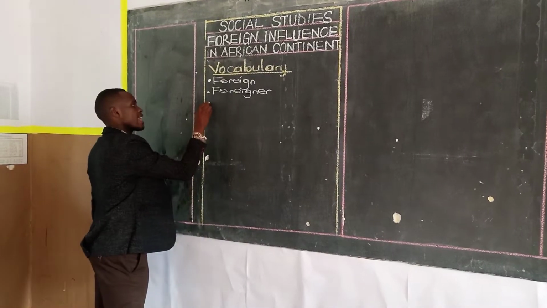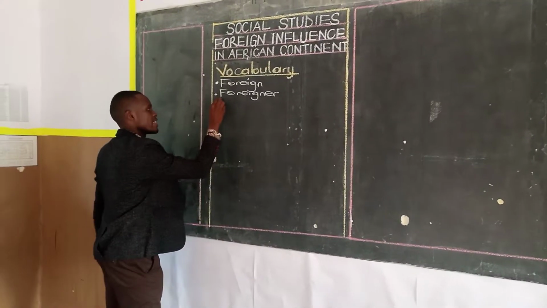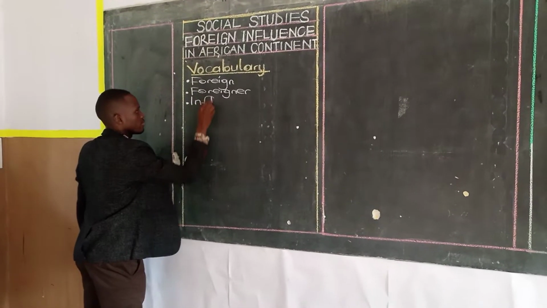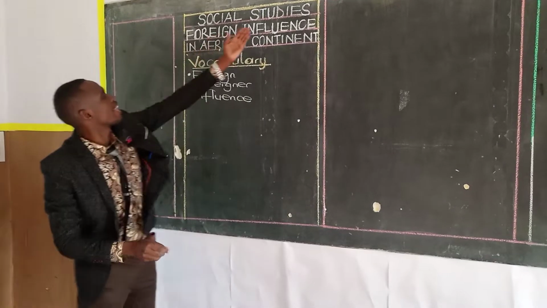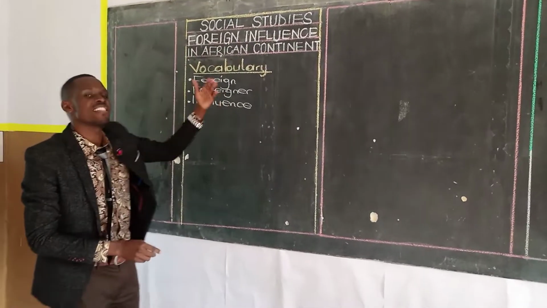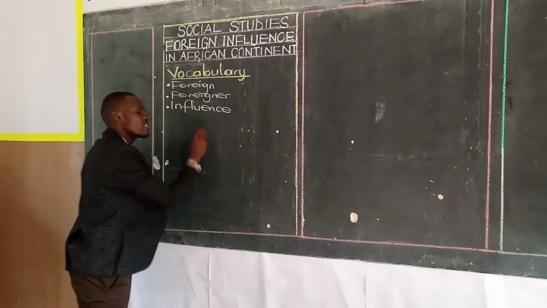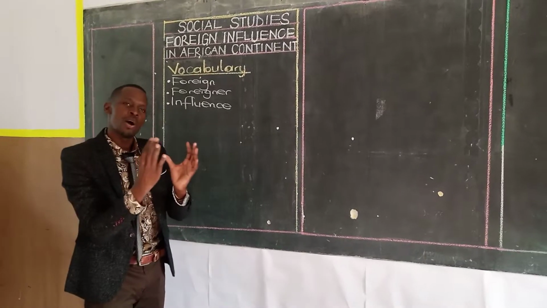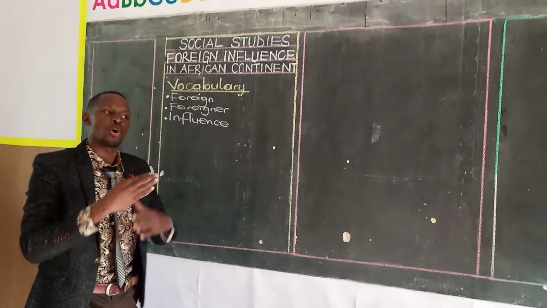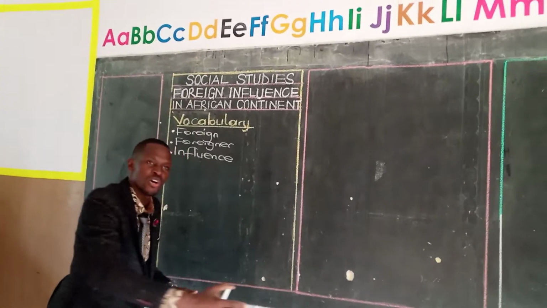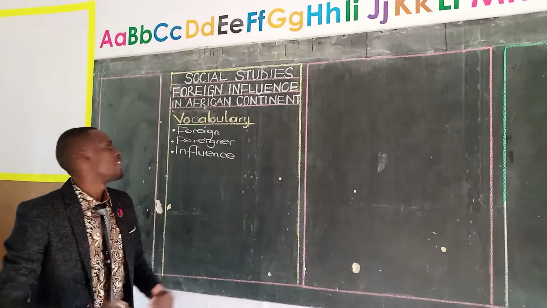Number 3, the other vocabulary is the word influence. Because we have it here, influence, we need to understand its meaning. The word influence means the power or the capacity to cause change. And this change can be caused in either an individual or a community.